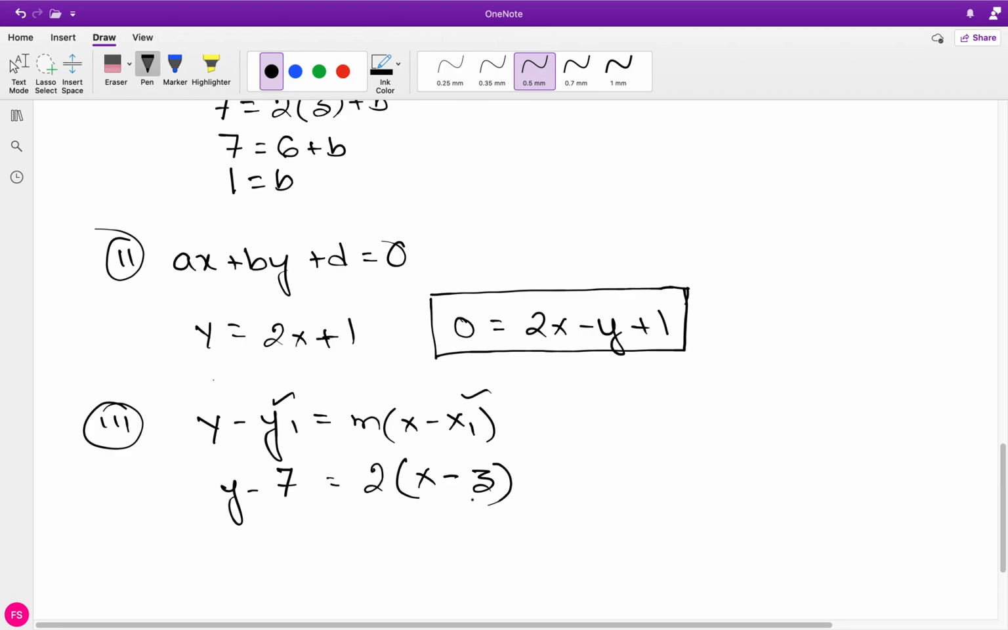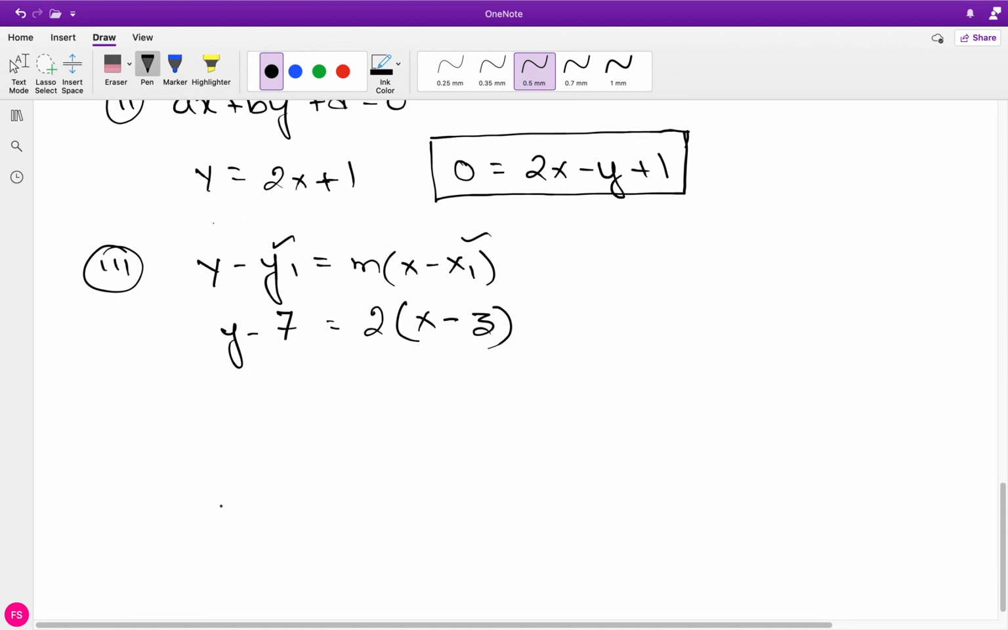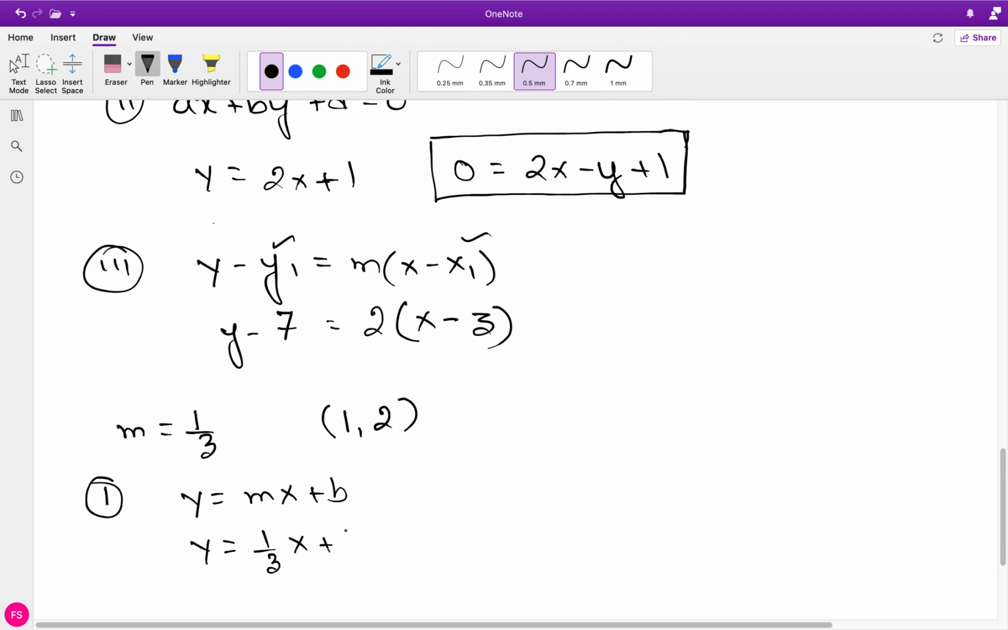Okay, now what if we have the gradient and we just have one set of point? For example, we know that the gradient of a line is 1 over 3, and this line is passing through the point (1, 2). How to find the equation for this line? I'm going to show you the slope-intercept form first, which is y equals mx plus b, and I already know my m is 1 over 3. I'm just going to substitute this 1 over 3 right here plus b.